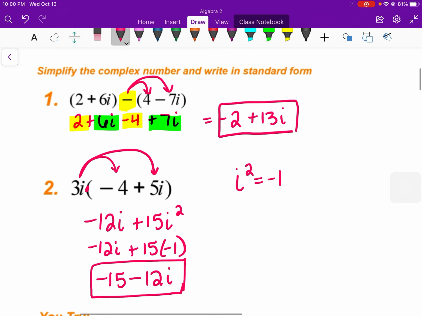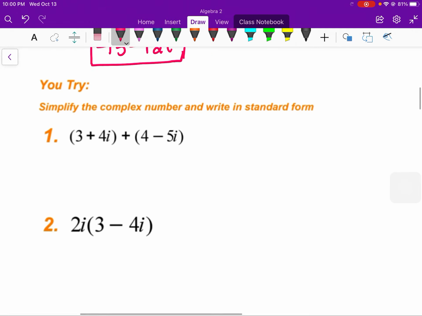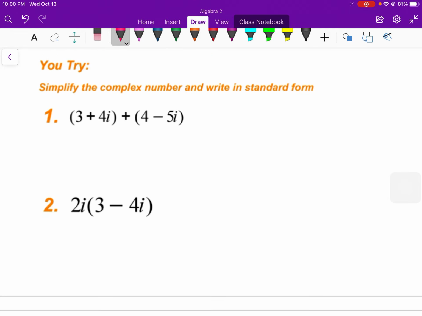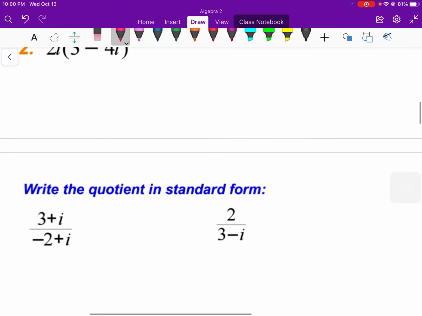All right, I decided that I'll do a couple, and I'm going to leave some for you to do. Sorry, it's 10 o'clock, I'm tired now. And then I will finish these up and post the answer key for this as well.